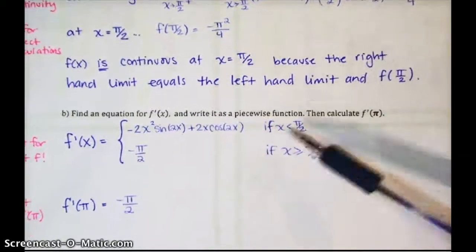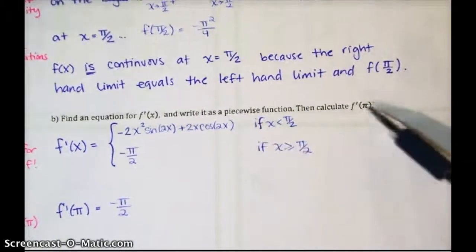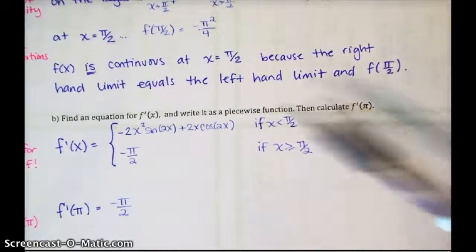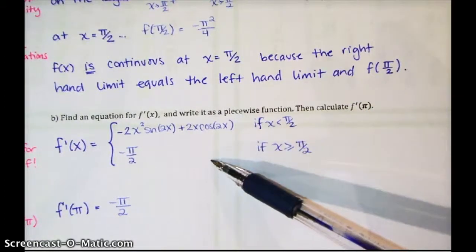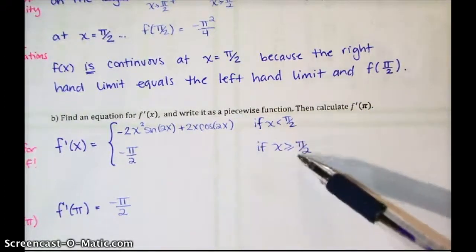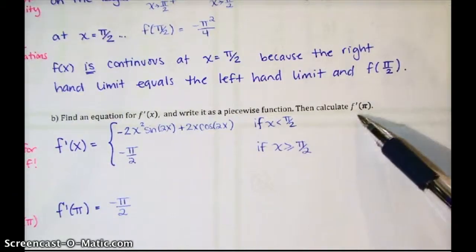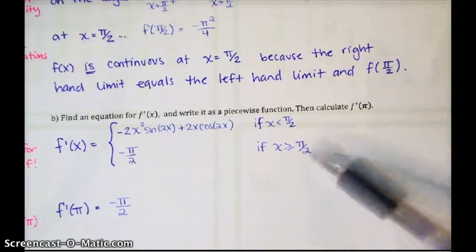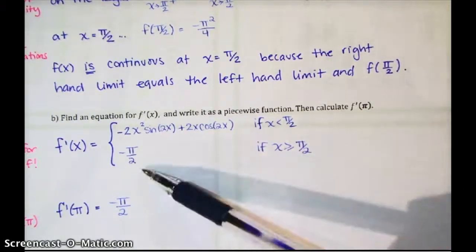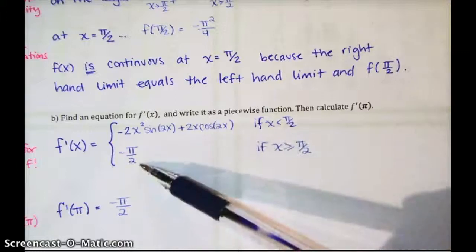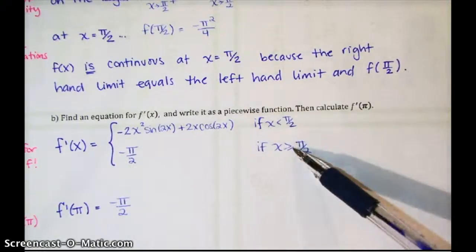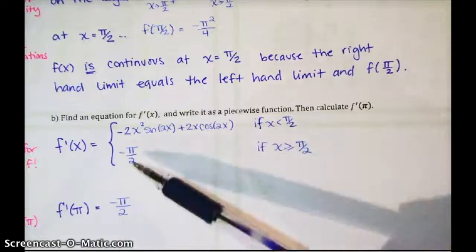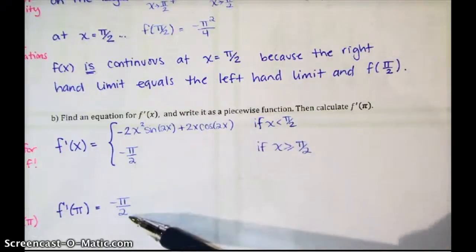Now, there's the derivative. Calculating f prime of pi just means plugging in pi to this new function. Where would pi be evaluated? Well, pi is greater than pi over 2, obviously, 3.14 and 3.14 divided by 2. So you would plug it into this. And this is one of those funky piecewise functions where the y value is always the same, no matter what the x value. So at pi, the output is just negative pi over 2.